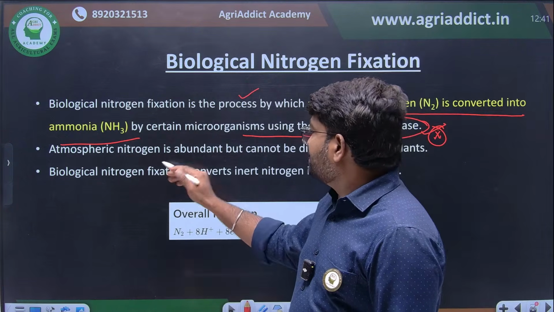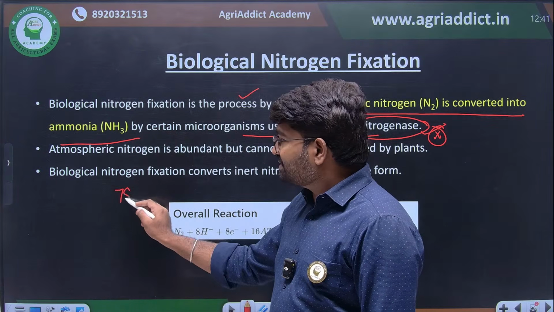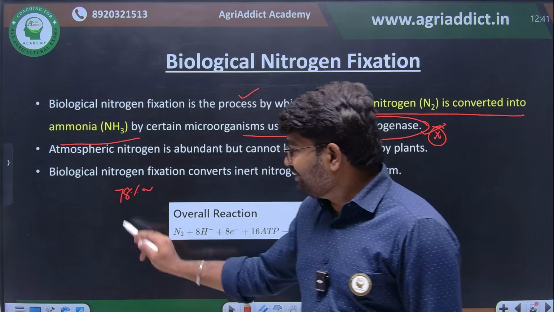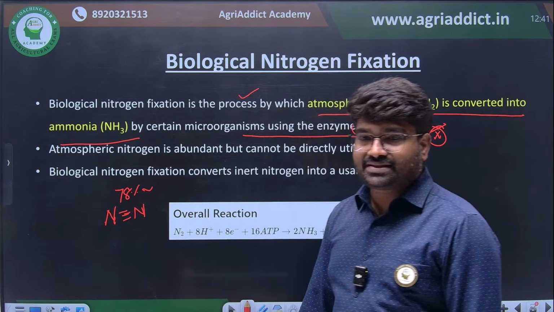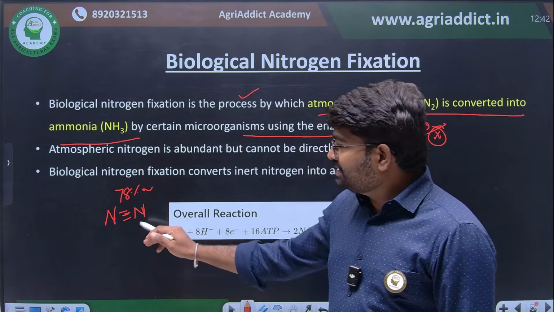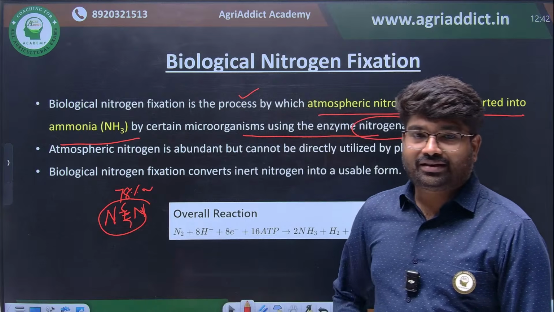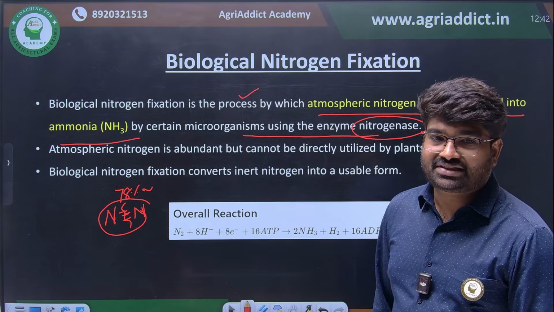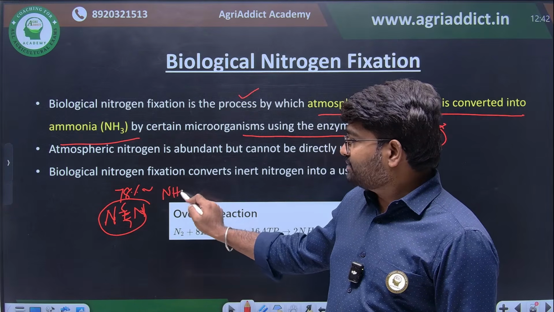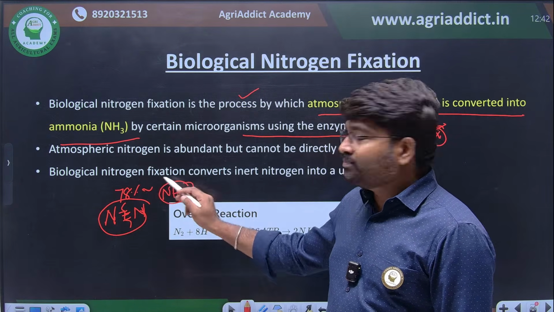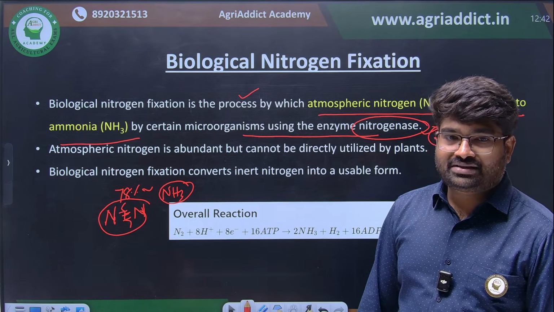Even though atmospheric nitrogen is around 78% of the atmosphere, if you see the nitrogen gas, N triple bond N will be there. This is highly impossible to break by normal things. That's why biological nitrogen fixation is there. This triple bond will be broken and converted to ammonia. Because of this, more amount of energy will be utilized.